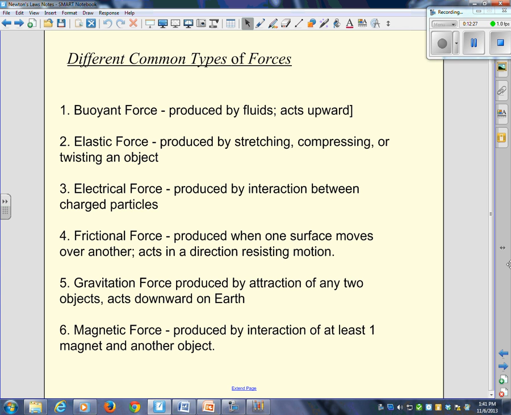Frictional force is produced when one surface moves over another, and acts in a direction always resisting motion. If you were to write something down that was important, it would be that. But that'll come out again eventually, right? Friction is always opposite the intent of motion. Even if there is no motion, there could be friction.